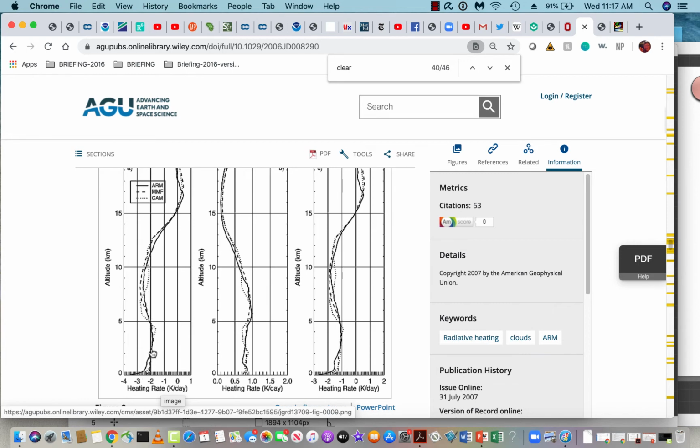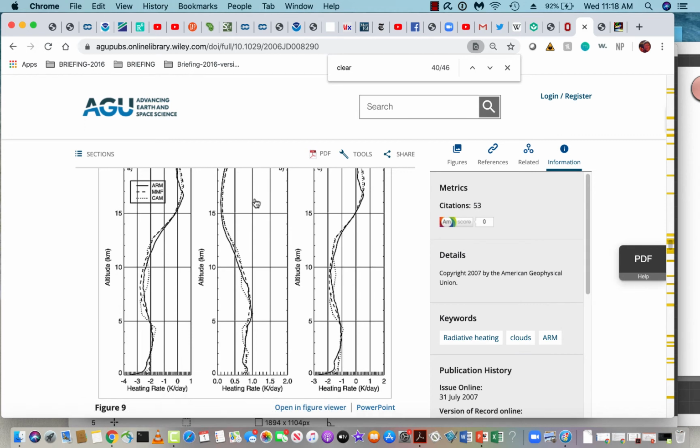And then the other two lines are calculations by models to try to reproduce that. To me, it looks like they're pretty good, although they might be off by a tenth of a degree per day. The heating rate is expressed in degrees per day.